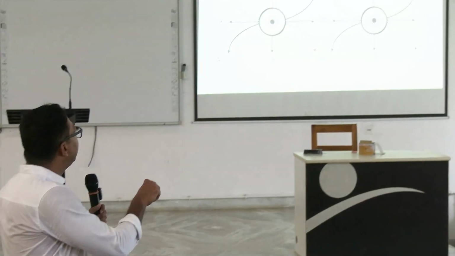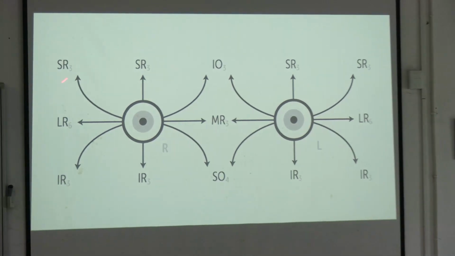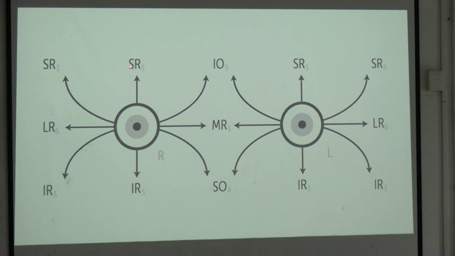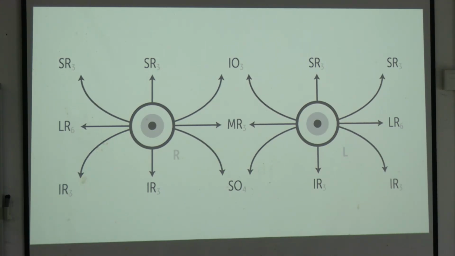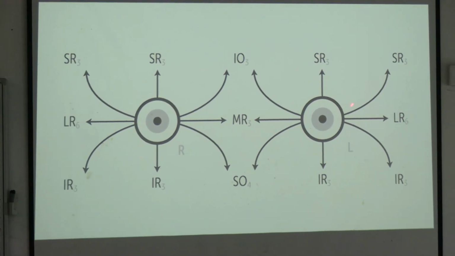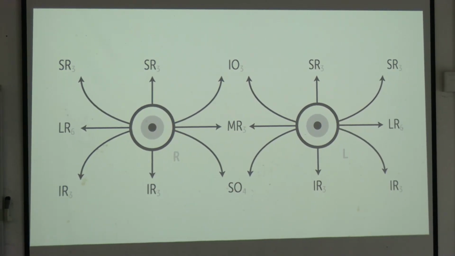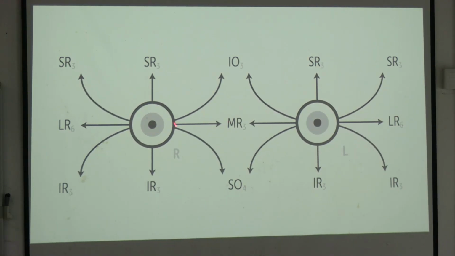So superior rectus: elevation. Not only elevation, it is also extorsion, or you can also say elevation with abduction. So superior rectus, again see here, elevation and elevation with abduction. Now superior oblique.